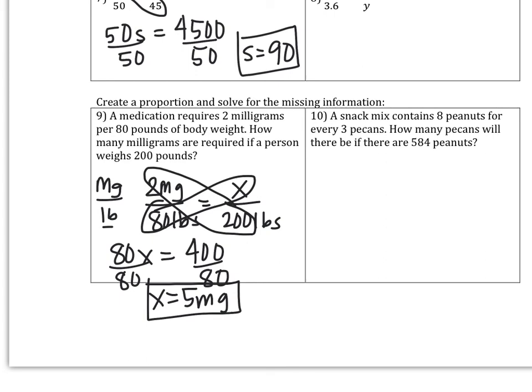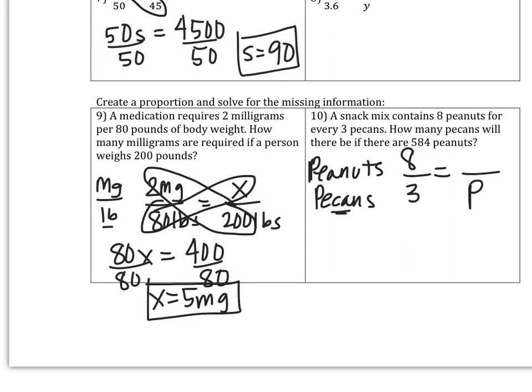Let's take a look at number 10. A snack mix contains 8 peanuts for every 3 pecans. How many pecans will there be if there are 584 peanuts? My top number is going to be peanuts, and my bottom number I'm going to have as pecans. So we start off with 8 peanuts and 3 pecans, and we want to know how many pecans. Pecans is our bottom number, so let's put a p for pecans.